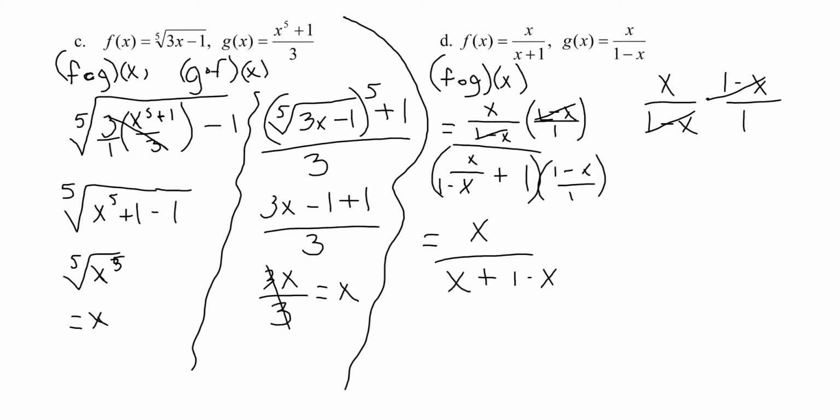which if we simplify, x plus 1 minus x will give me x on the top, and down on the bottom, the x's cancel, and I have 1, which is the same as x. So f composed of g of x equals x. And what I'm going to do is I will erase this side over here so I can do g composed with f of x.